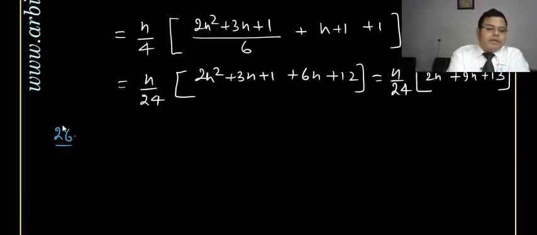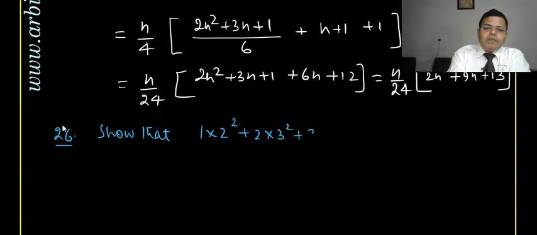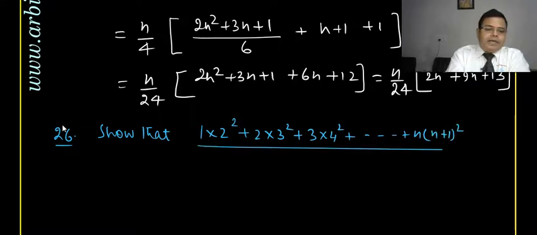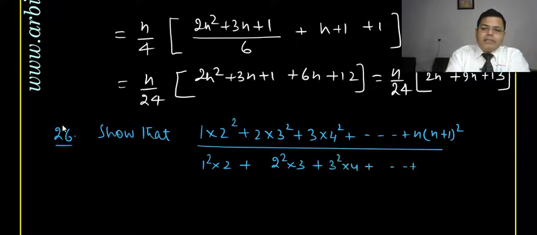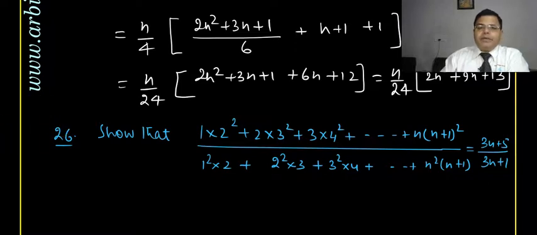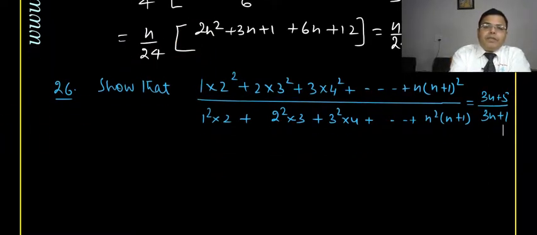Now let us solve question number 21. It is given that 1 into 2 square, plus 2 into 3 square, plus 3 into 4 square, like that, up to n into n plus 1 whole square, whole divided by 1 square into 2 plus 2 square into 3 plus 3 square into 4, like that, up to n square into n plus 1, is equal to 3n plus 5 whole divided by 3n plus 1, that you have to calculate. So the numerator, do it separately. Here the numerator is equal to, the solution will be there, the Tn of the numerator, right here.